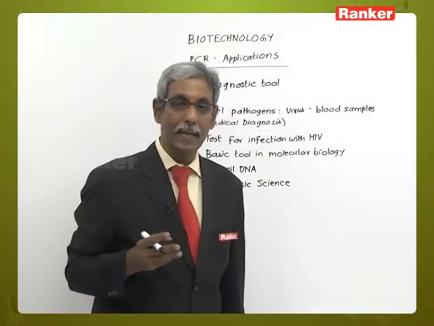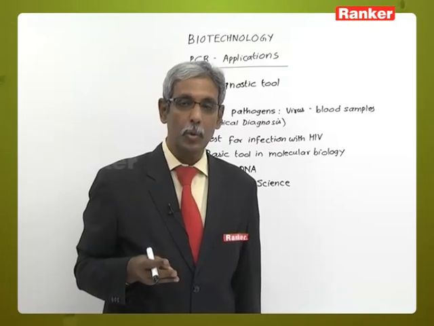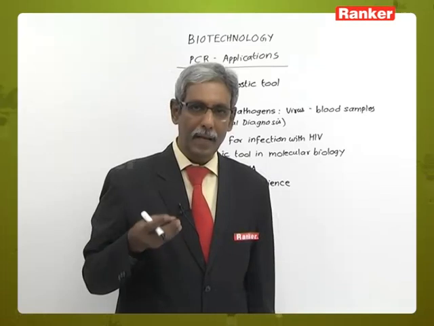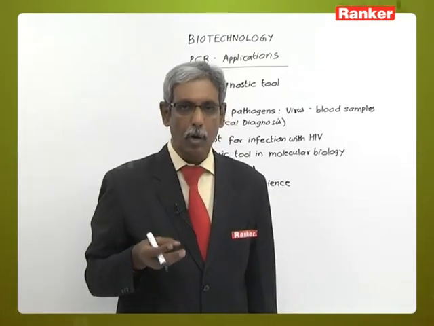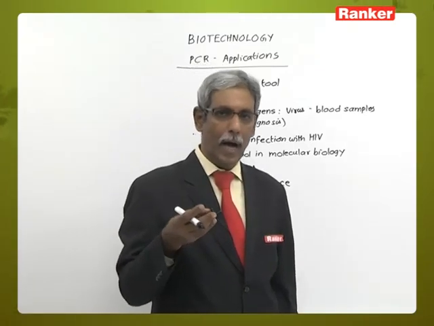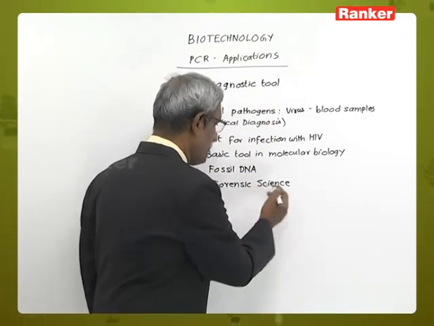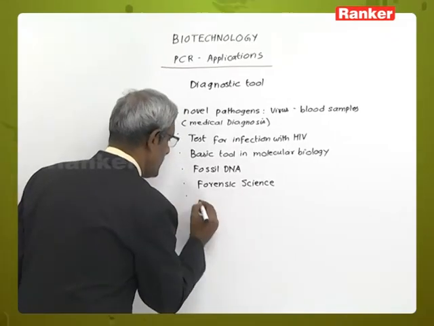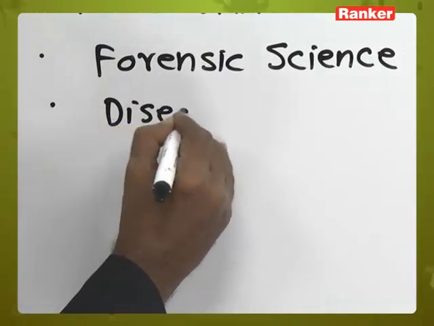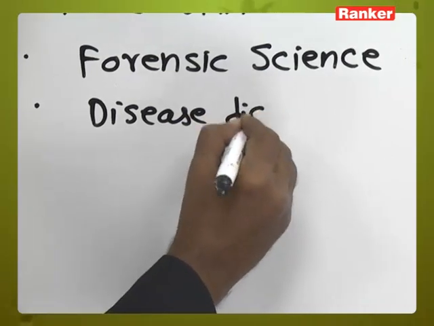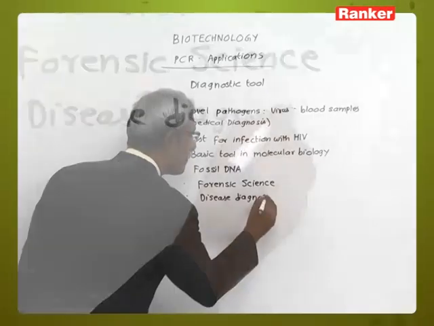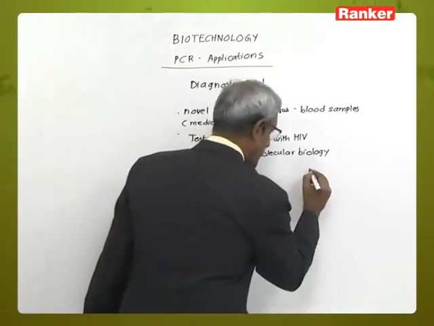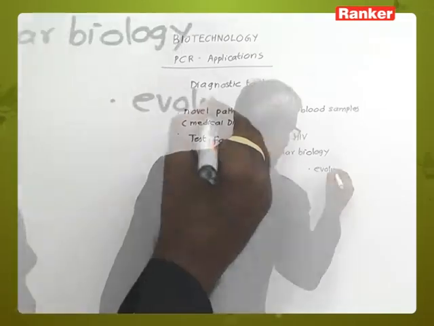At the place where there had been a crime, if you want to exactly know who are all the people who have been a convict or who have been at the place of crime, it's very easy to detect by means of forensic science. So, it has widespread applications in disease diagnosis. And it has a lot of applications in evolutionary genetics.